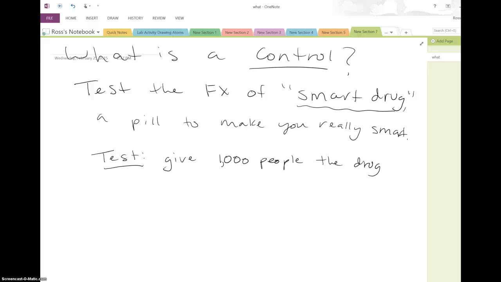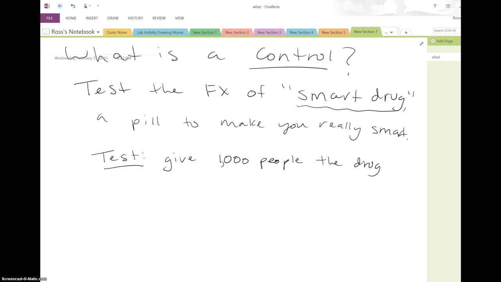I've gotten a lot of questions about what is a control. So, in order to answer that, we're going to come up with a fake experiment first, before we talk about one of our real ones. So, here's our fake experiment. We're going to test the effects of the smart drug, quote unquote, a pill to make you really, really smart.